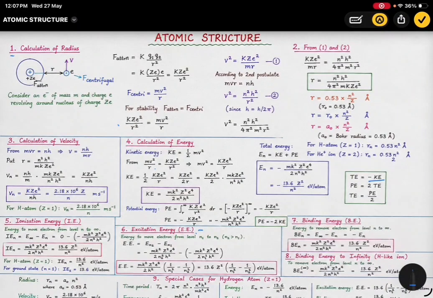Hi dear students. We know many questions are asked on the radius of orbit, energy of the electron, binding energy, ionization energy, excitation energy, total energy, and velocity of the electron. We will discuss all those derivations in just 10 minutes, in a detailed manner that everyone can understand. Let's start. Calculate the radius of orbit.